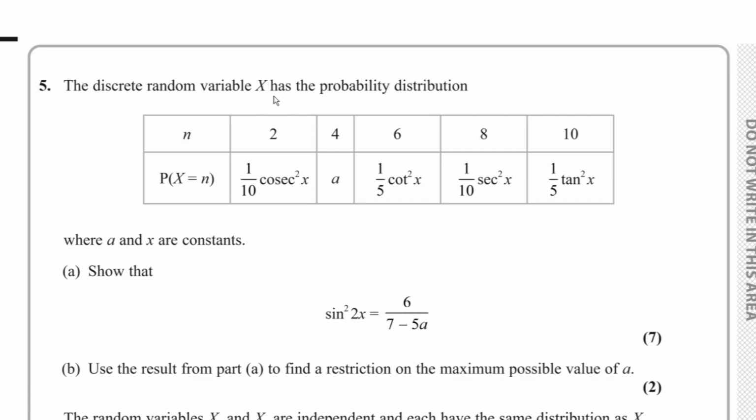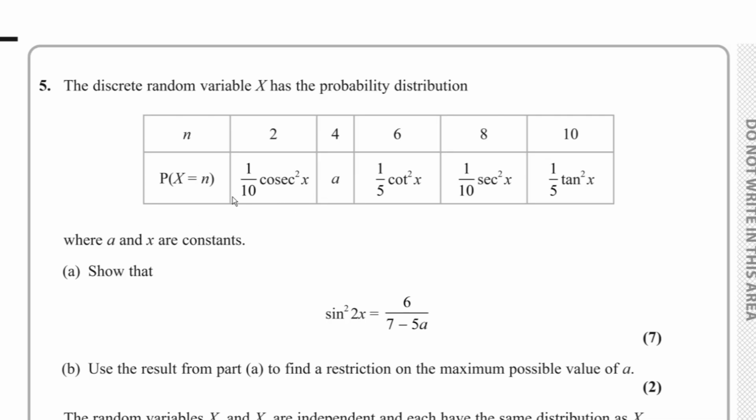Question number 5. The discrete random variable x has probability distribution as shown here. We've got values of n and the probability that x equals n, and a and x are constants. Part A, we have to show that sin squared 2x equals 6 over 7 subtract 5a.